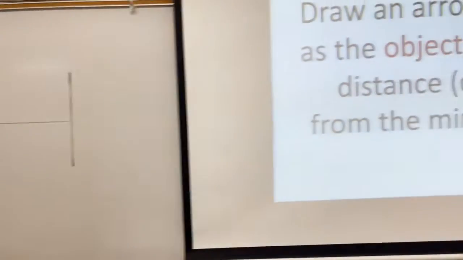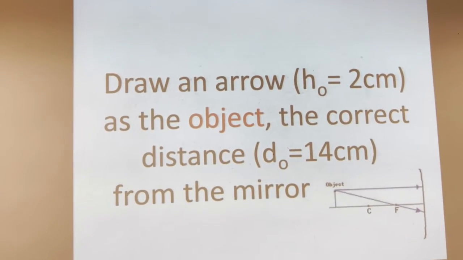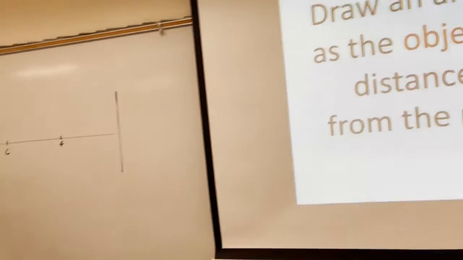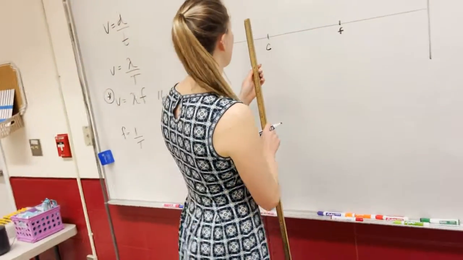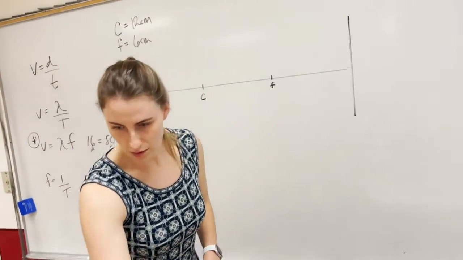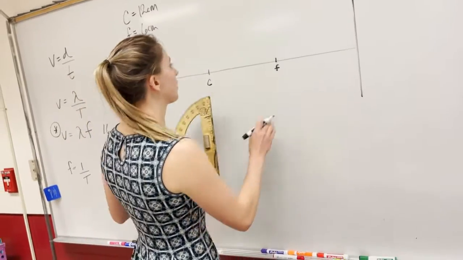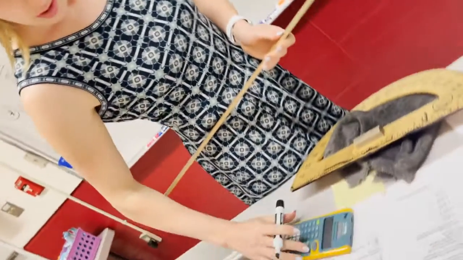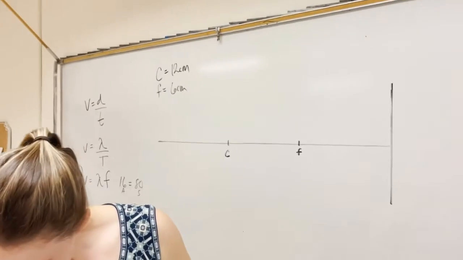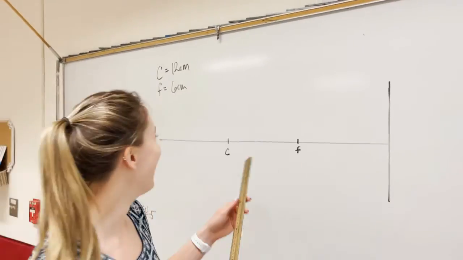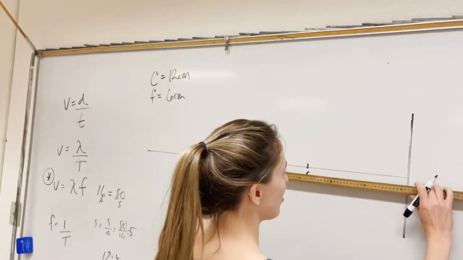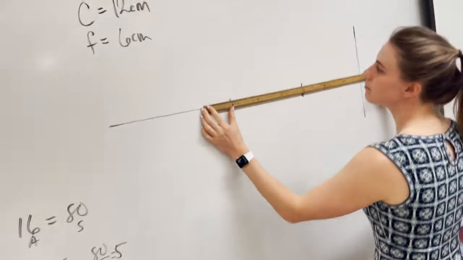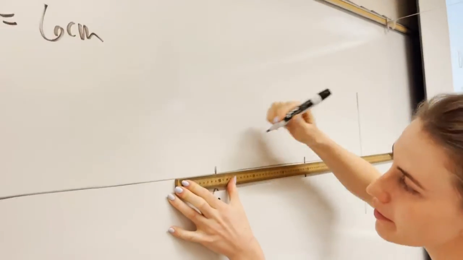And the height of the object is going to be 2 centimeters, and the distance of the object is 14 centimeters. So you need to measure 14 centimeters from the mirror and make a mark. Our object is going to be right over here.